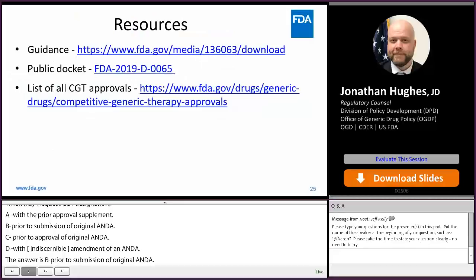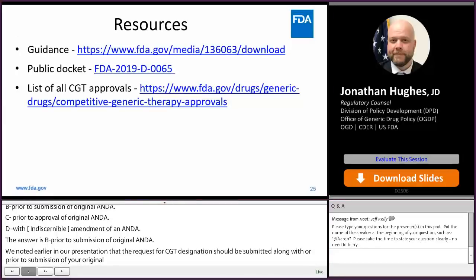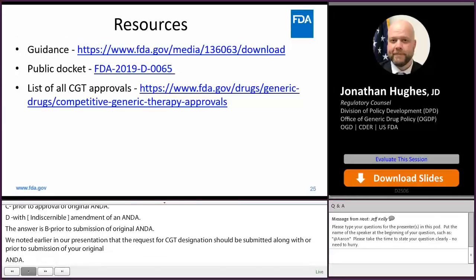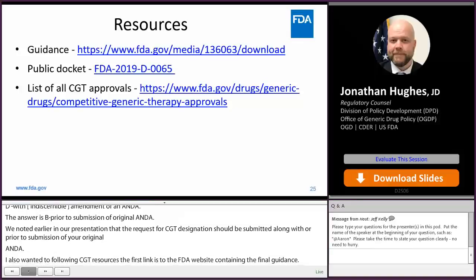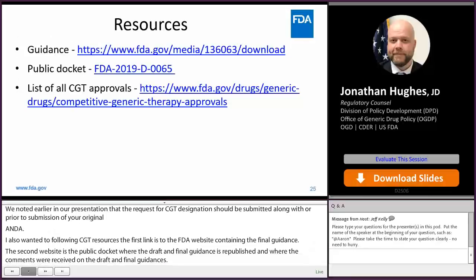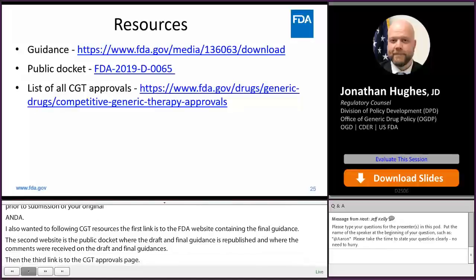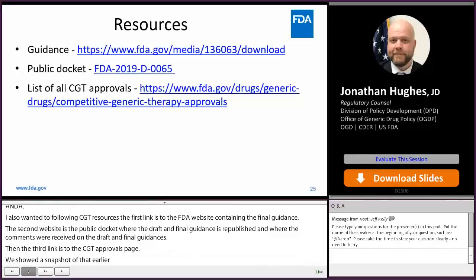We also wanted to point out the following CGT resources. The first link is to the FDA website containing the final guidance. The second website is the public docket where the draft and final guidances were published and where the comments were received on the draft and final guidances. Then the third link is to the CGT approvals page. We showed the snapshot of that earlier, showing products that had approved ANDAs and the information relating to exclusivity, commercial marketing, forfeiture, and those sorts of things.